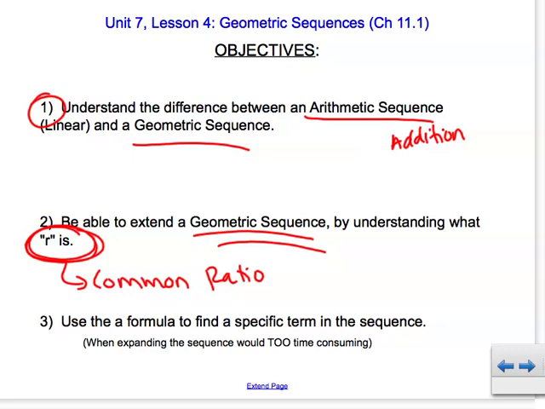And last but not least, can you use this formula that we just talked about in the previous slide to find a specific term in the sequence where writing it all out, find the 100th term, is way too time consuming, and it's much quicker and easier to put it into a formula? Okay? So go back and review anything you need to review, and I will see you in class tomorrow to practice.